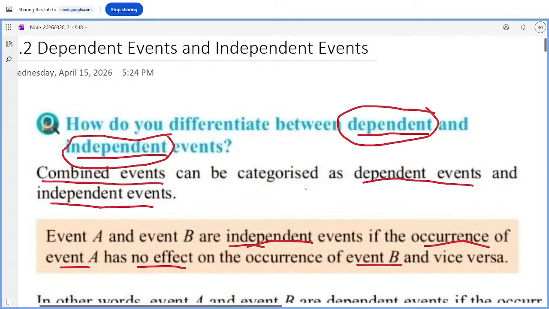Make sense, right? Quite logical, right? Based on the word itself, you understand already: independent. Both of them don't affect each other. A doesn't affect B, B doesn't affect A. Clear on this part? So this is independent.